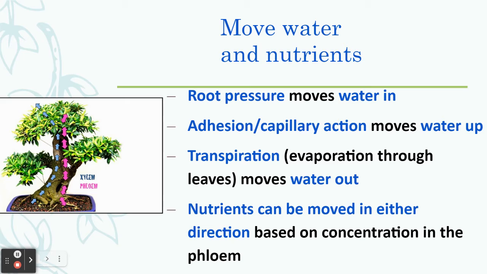So that could be anything from like nitrogen, phosphorus, potassium, whatever kind of nutrients your plant needs. The nutrients can move up or down based on concentration within the phloem. So basically, they're either going to diffuse to move upward in the plant if they're needed there, or downward in the plant if they're not needed up at the top. So just as a big picture thing, water moves in, up, and out. Nutrients can move either up or down.